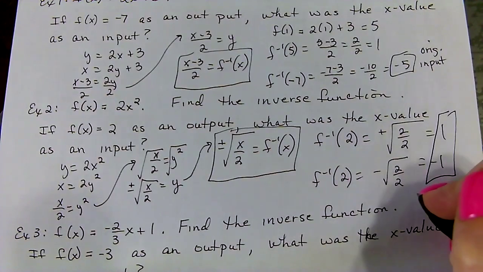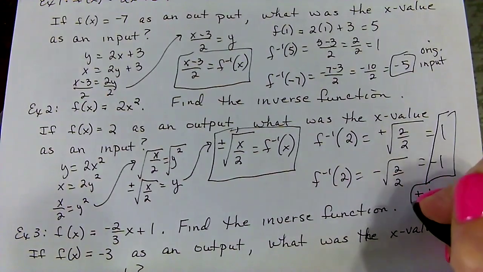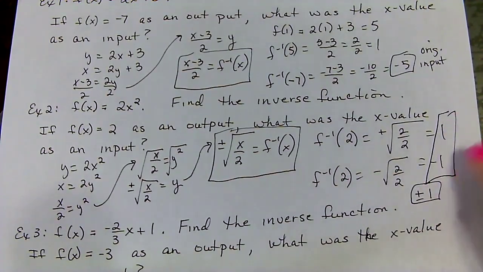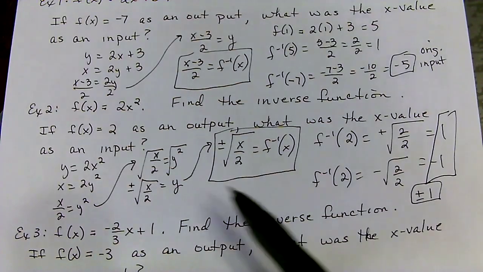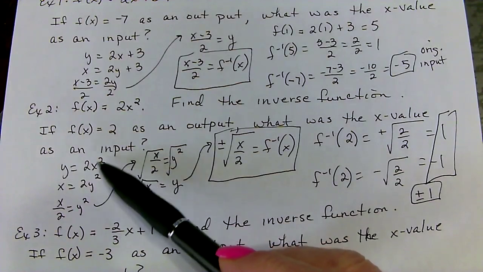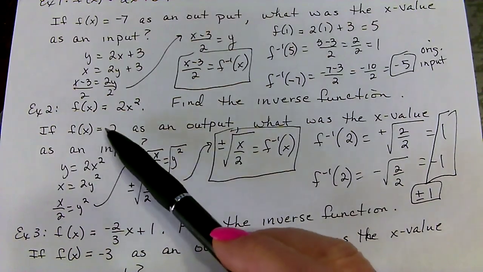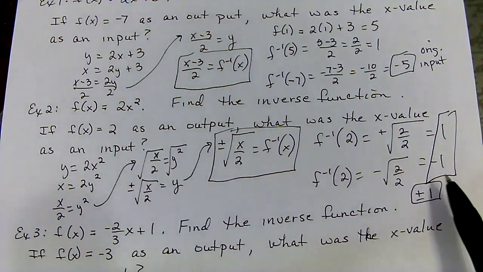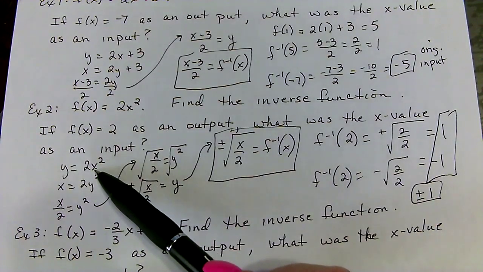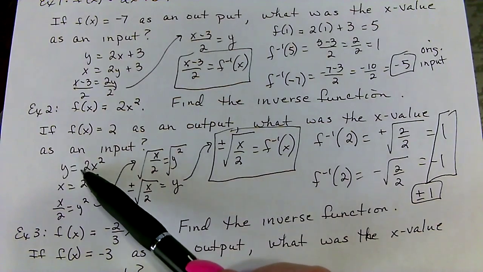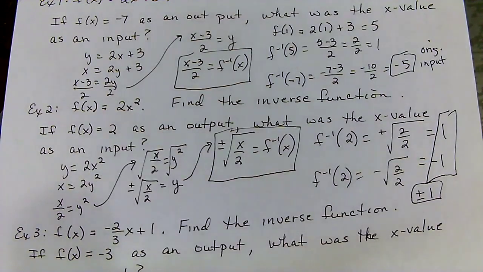So you could write this as plus or minus 1 if you would rather, or you can write them separate. But there are 2 values here for the input. So let's check. Let's say that you put in a positive 1 over here. 1 squared is 1. 1 times 2 is 2. If you put in -1, -1 squared means -1 times -1 times 2 gives me 2.